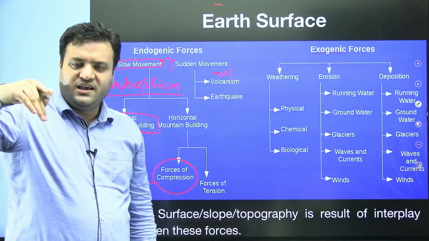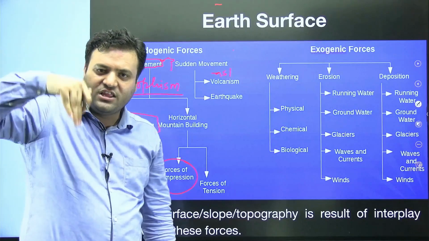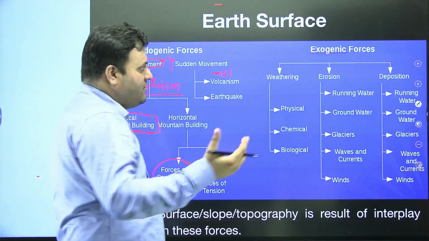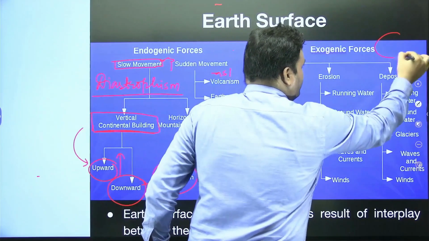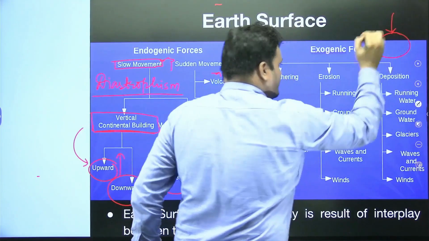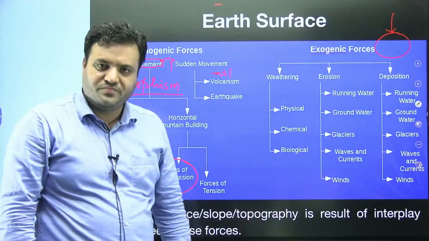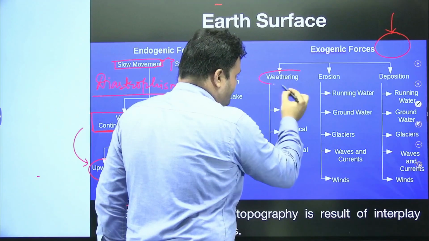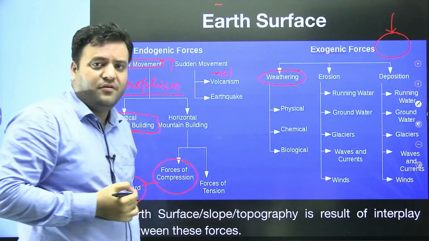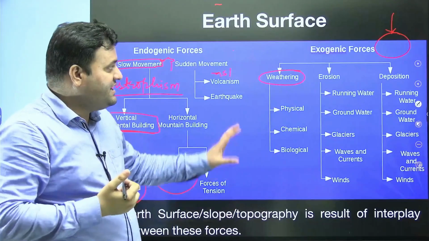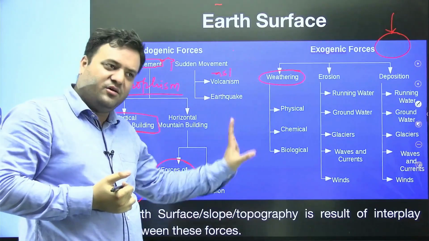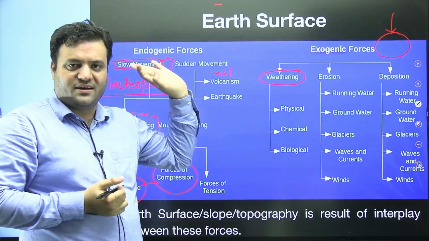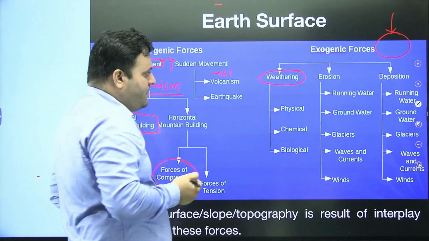Exogenic forces are the forces which act on the earth's surface, those which operate from the outside of earth. Okay, so weathering is one of the agents to facilitate exogenic force. Here we also have a role of slope, here we also have a role of movement of matter, everything is there. So we have what?